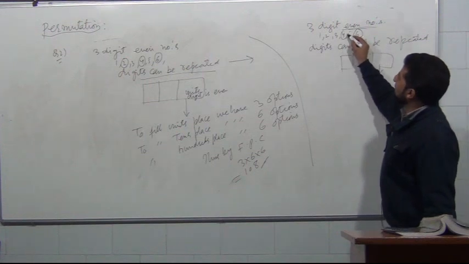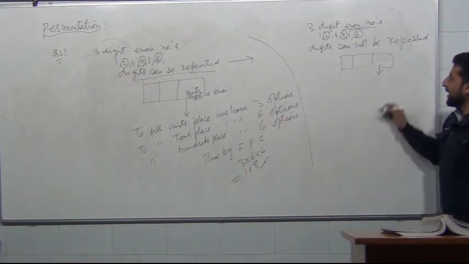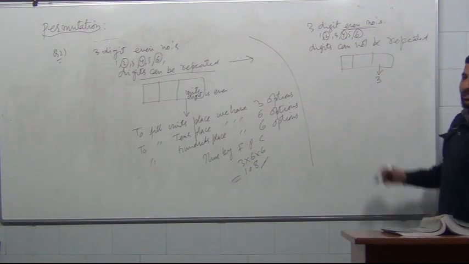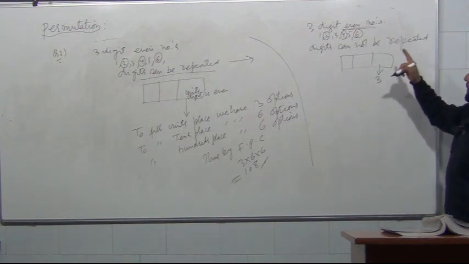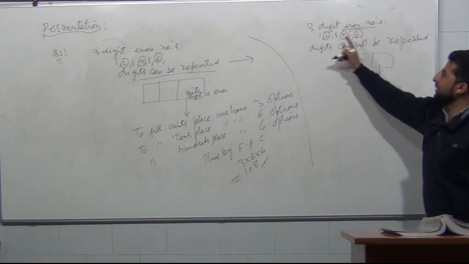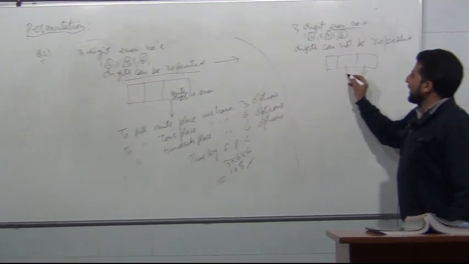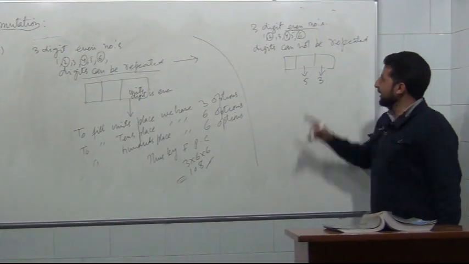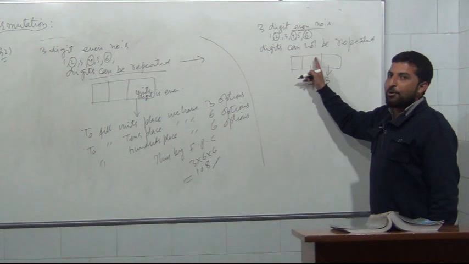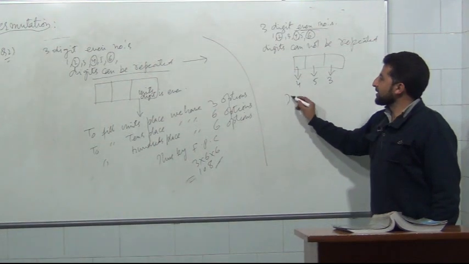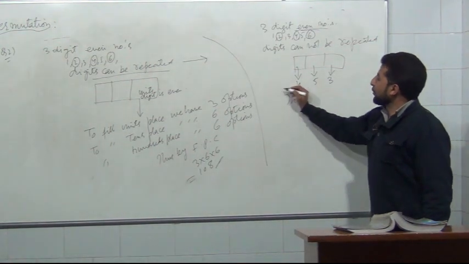This number is even, and this number is even. That means to fill the unit place, you have 3 options. Since you have filled any among these 3 in this unit place, how many do you have? Exactly 5. To fill this place, you have 5 options now. And to fill this, how many do you have? 4 options.